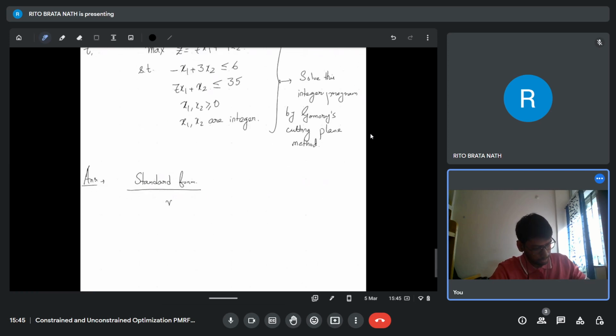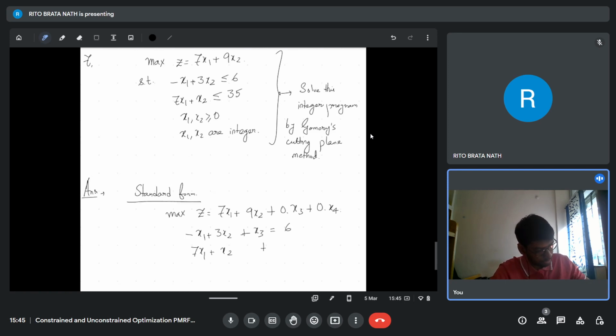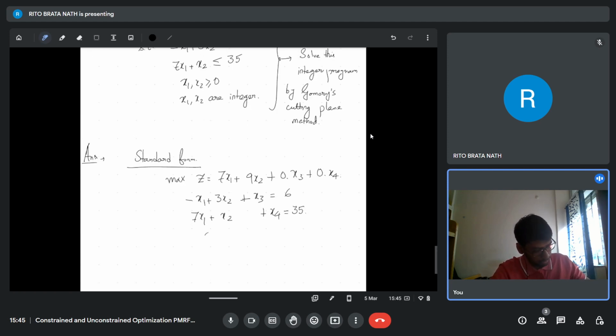Okay, so that would be max of z equals 7x1 plus 9x2 plus 0x3 plus 0x4. And let's not bother about the integer variables just now. So this should be plus x3 equals 6. And this, 7x1 plus x2 plus x4, equals 35. And you can write x1, x2, x3, and x4 all are greater than or equal to 0.